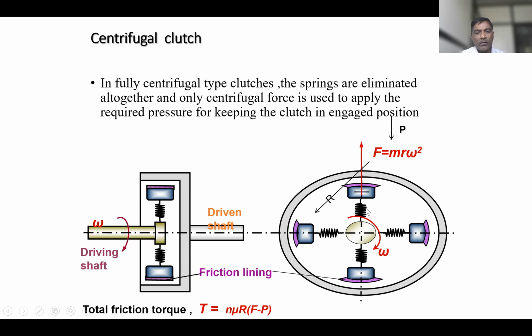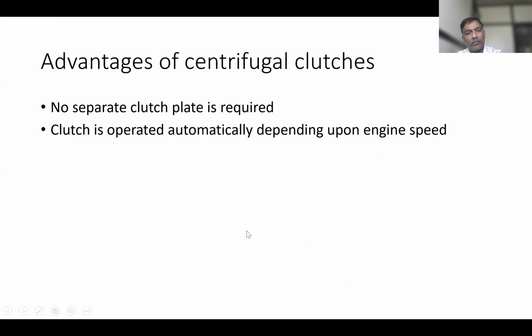And to keep these weights at their initial position, what has to be used? There are springs. So as speed is going to be increased because of centrifugal force, this weight will fly and it will come in contact with this casing, and torque is transmitted from this driving to the driven shaft.